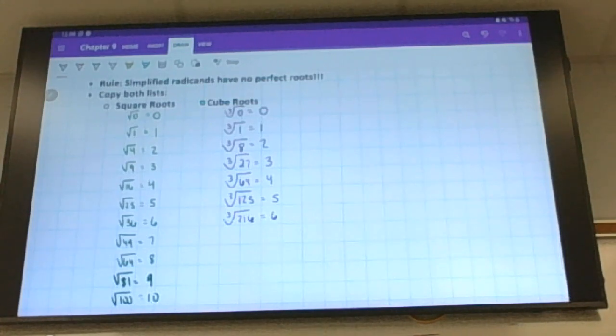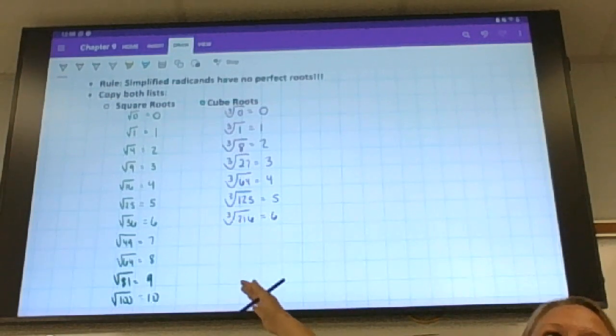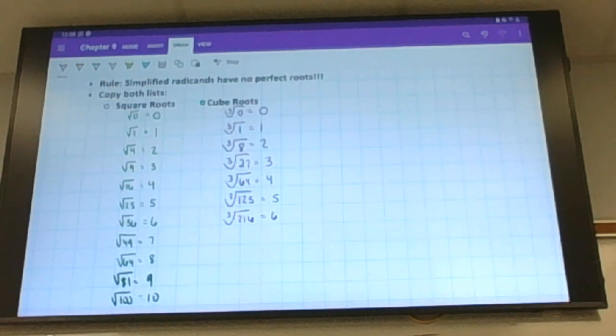So we did a whole chapter on exponents where we use exponents. Now our chapter is on radicals, so we're listing the roots. But they're the same thing, just the opposite operation.